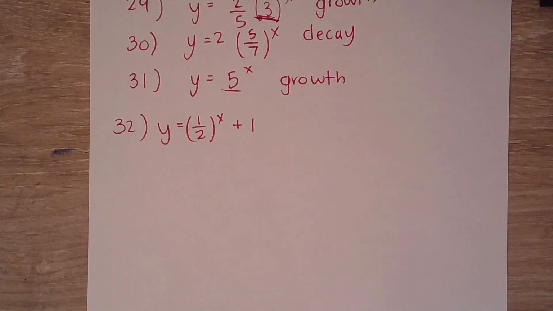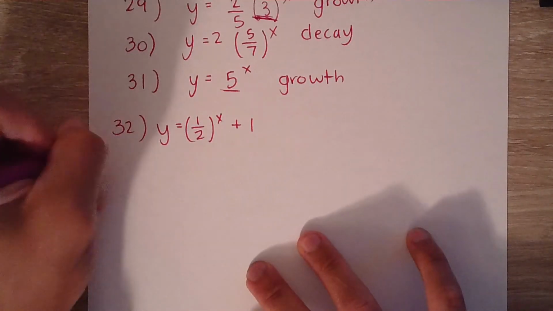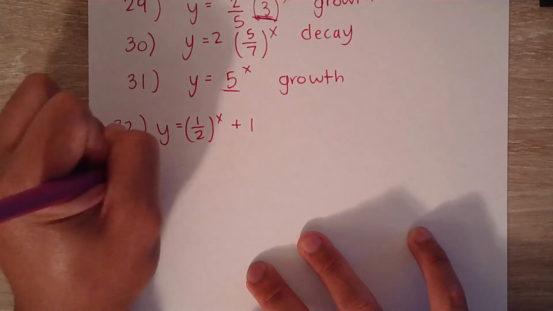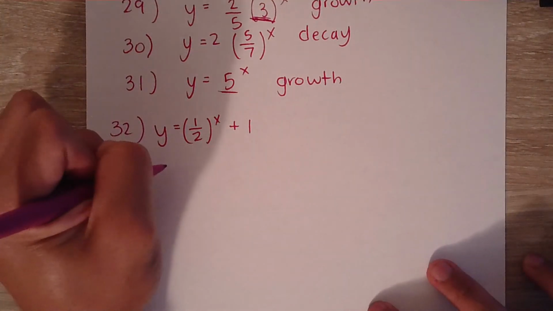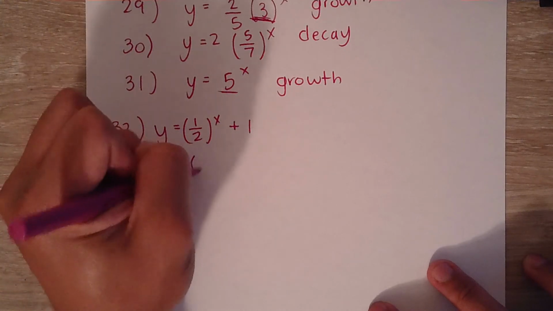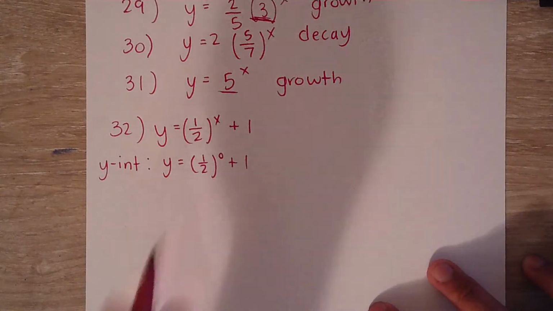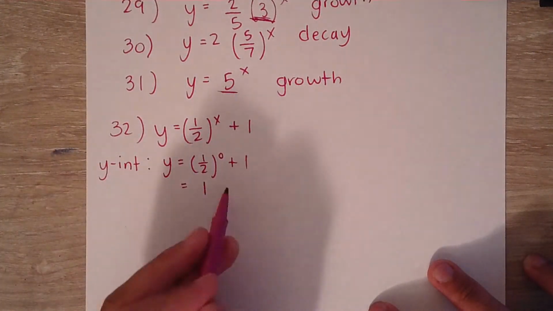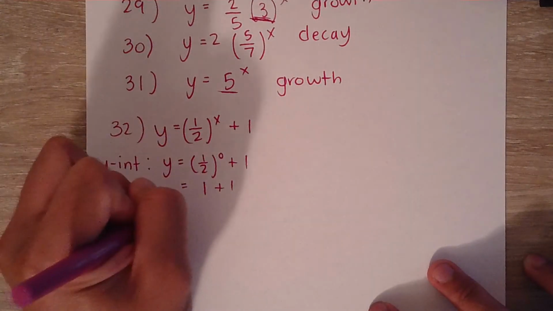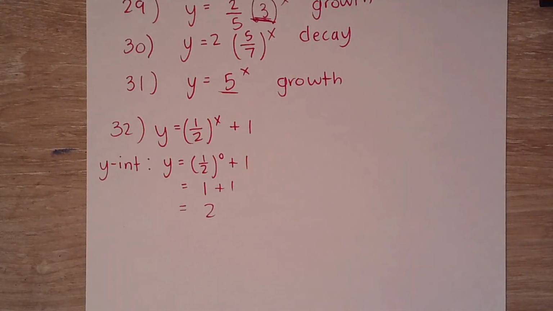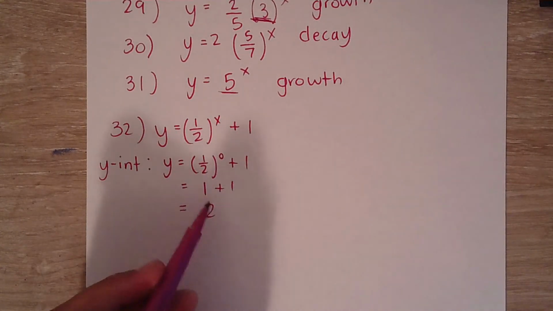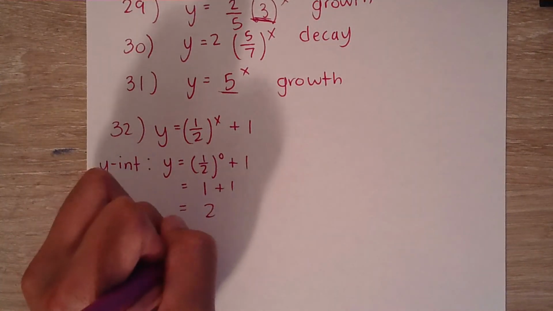All right, number 32. They want us to graph this function, 1/2 raised to the x power plus 1. So remember, we need our y-intercept. So how do we find that? We go ahead and plug in 0 for x. Y is equal to 1/2 raised to the 0 power plus 1. 1/2 raised to the 0 power, that's going to be 1. Bring down the plus 1. That's going to be 2. So our y-intercept, we plugged in 0, our answer was 2. So 0, 2.